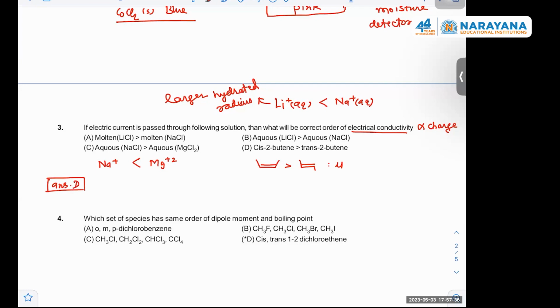Sir, even in molten state, there won't be any dissociation. So why does it matter whether it's ionic or covalent? See, in the case of molten NaCl, it will be ionic, and LiCl is covalent. That means the charges are actually not present. Which will be having better electrical conductivity, even if they are not dissociated? The tendency to move towards the electrode will be greater in the case of NaCl.